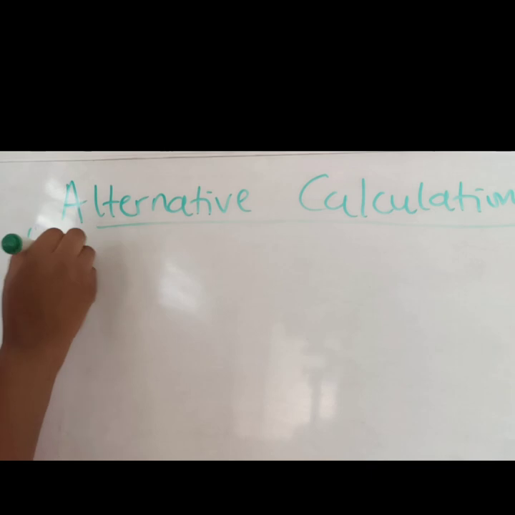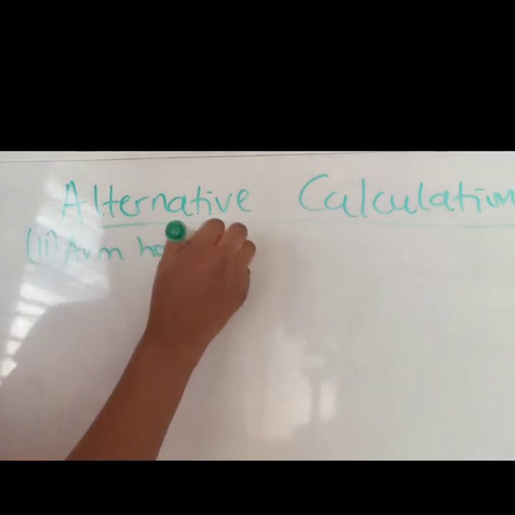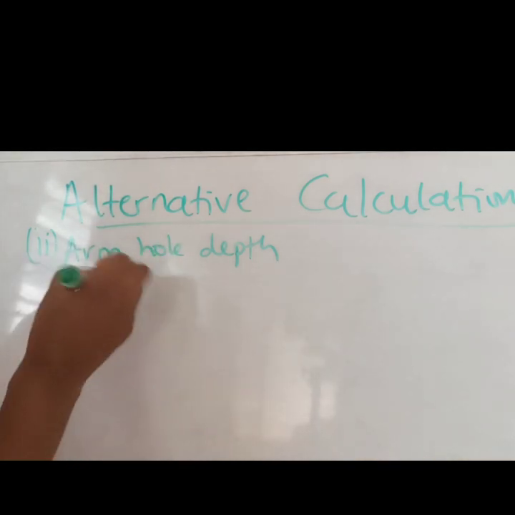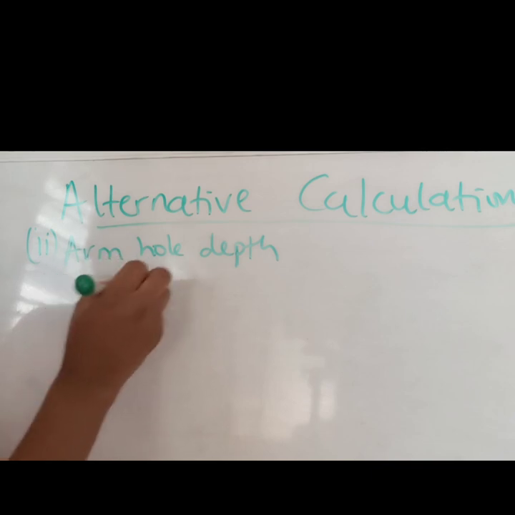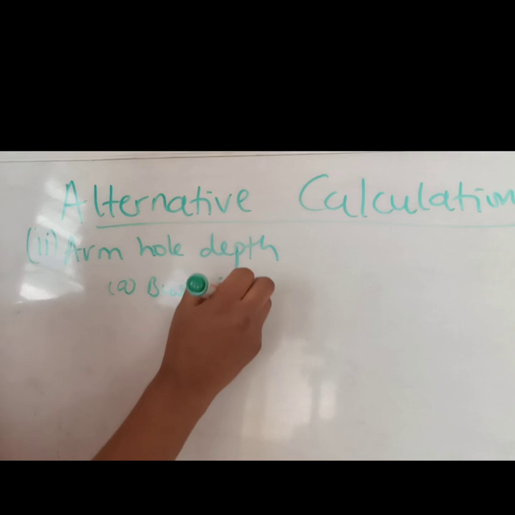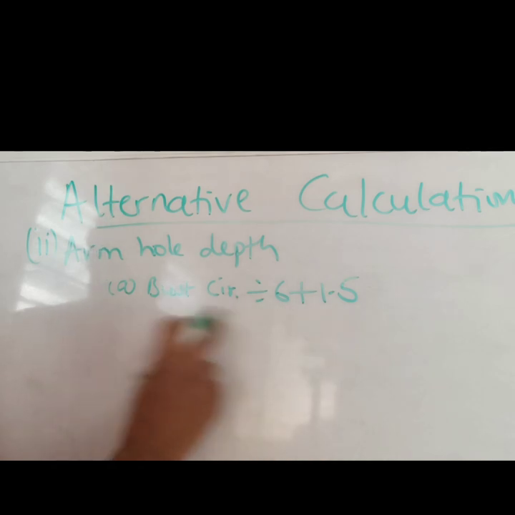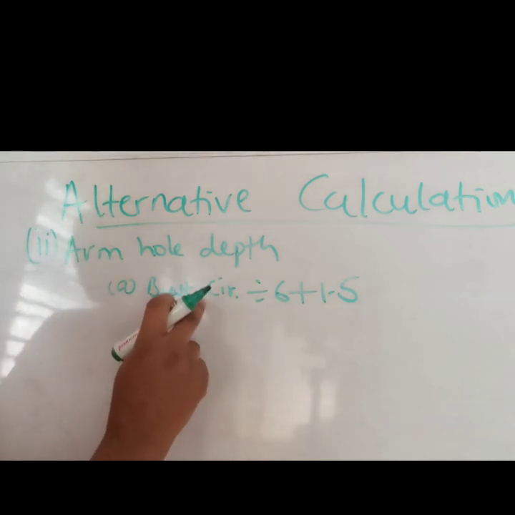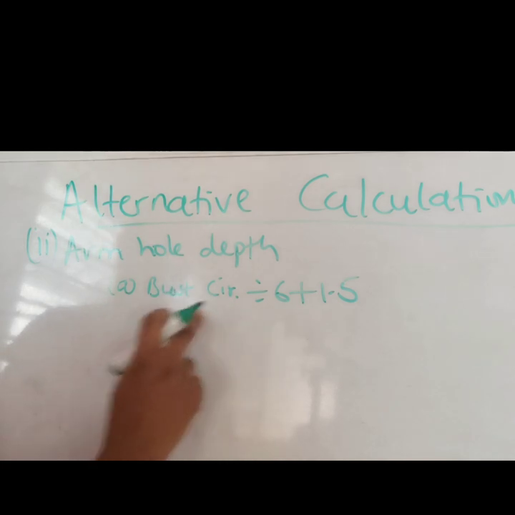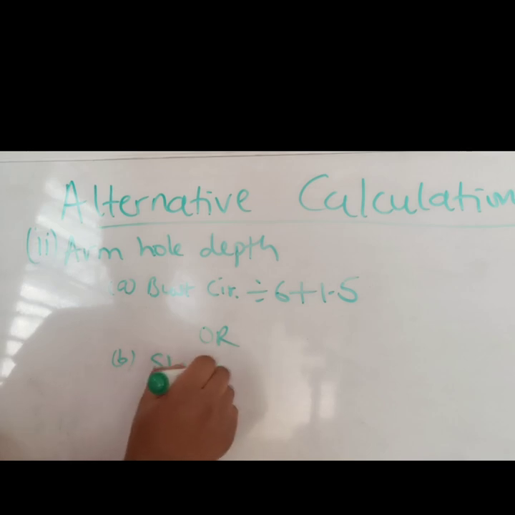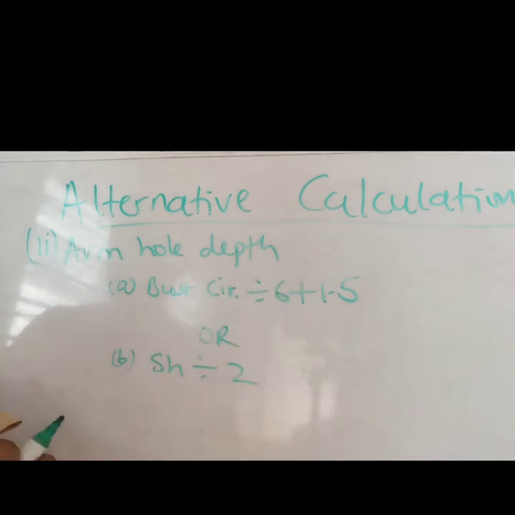The next one that we want to consider is the armhole depth. There is a formula for the armhole depth. You can use bust circumference divided by 6 plus 1.5. This is the one that is very common. We are all used to this. If you don't use this, another one that you can use is shoulder divided by 2. You see why I said the shoulder and the bust have a relationship.